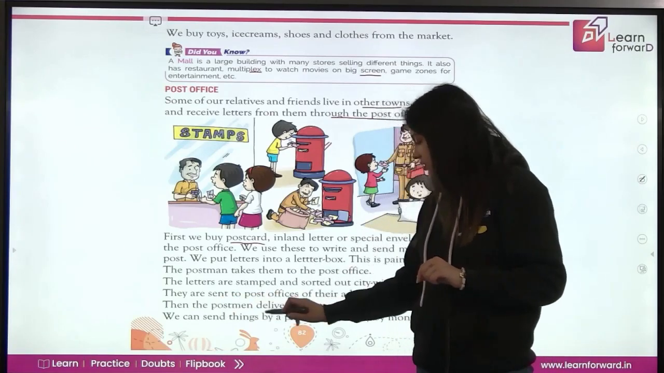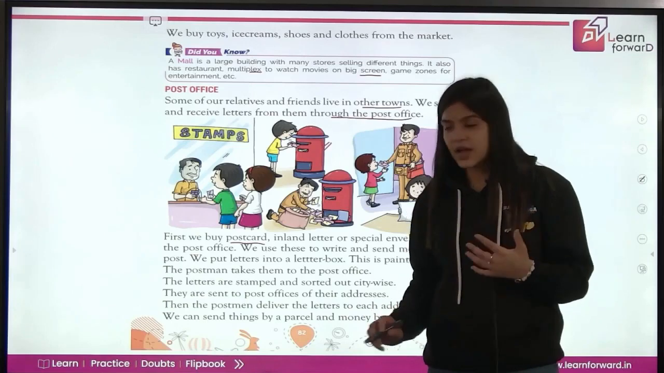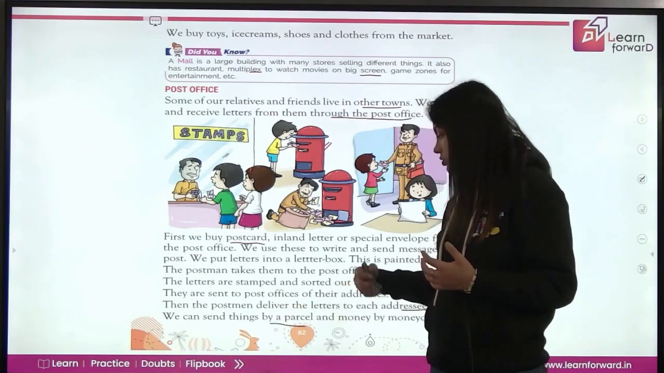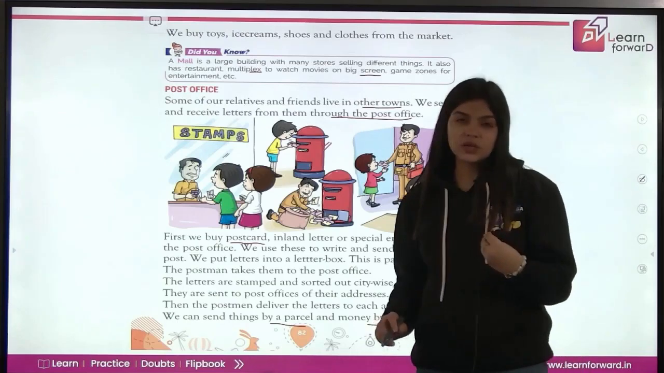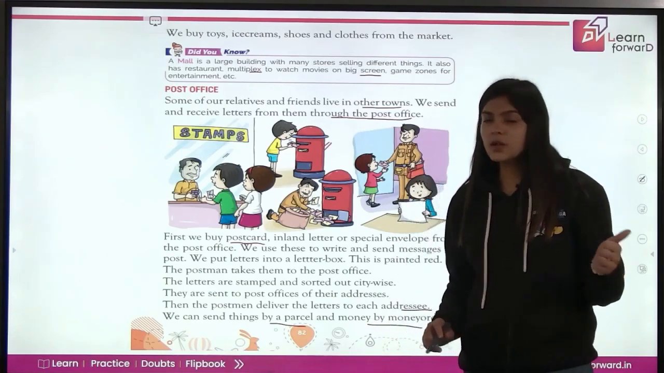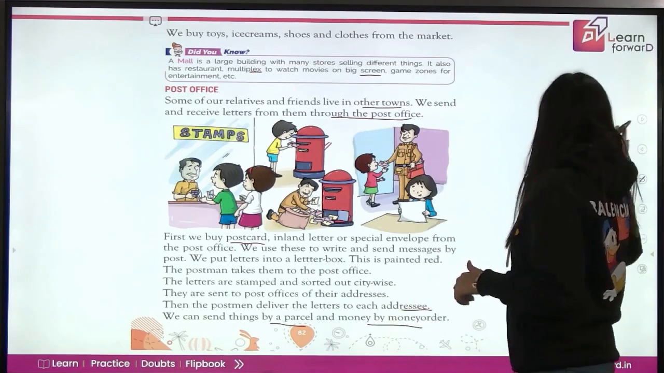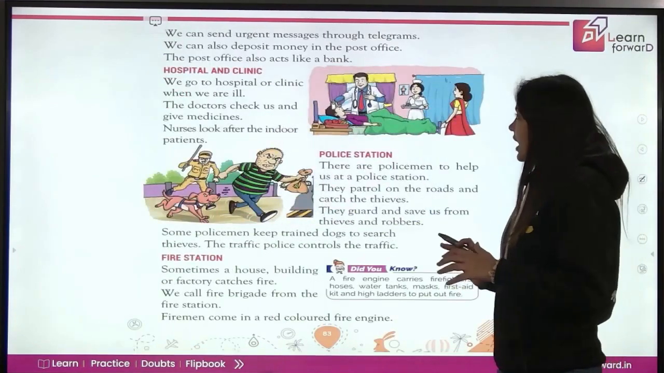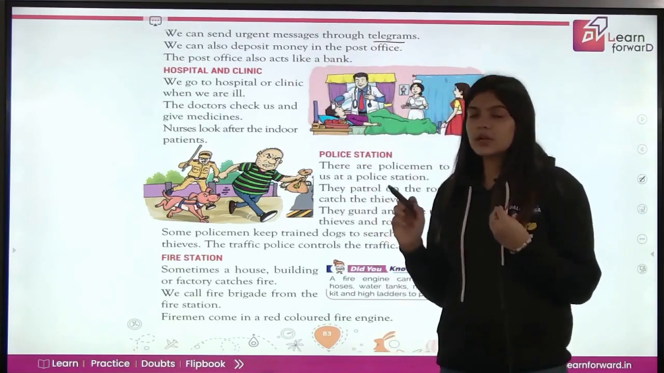We can send things by a parcel and money by money order. So we can also send things by parcel or money by money orders. अगर आपको चीजें भेजनी है, you can send it as a parcel, and if you want to send money, you can send it by the money order. Now we can send urgent messages through telegram. So if there is an urgent message, you can send it through telegram.